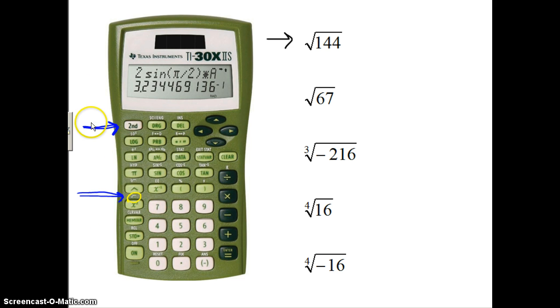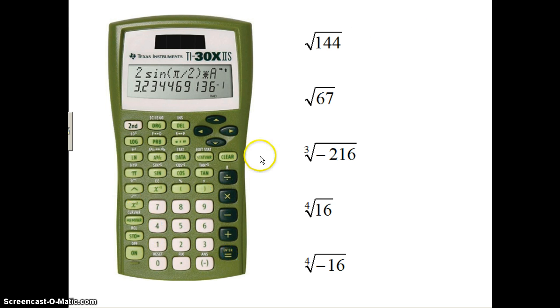So again, first press the second button, then press this x squared button, and on your calculator screen you'll see the radical symbol and it'll open up a parenthesis. And then you just type in 144 and use this to close the parenthesis and press enter right here, and you should get the answer of 12. So the principal square root is 12.